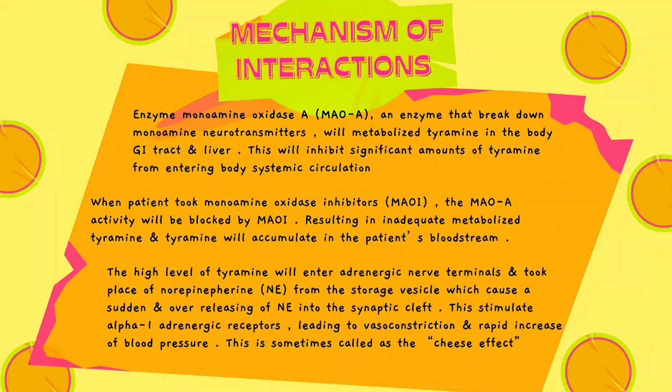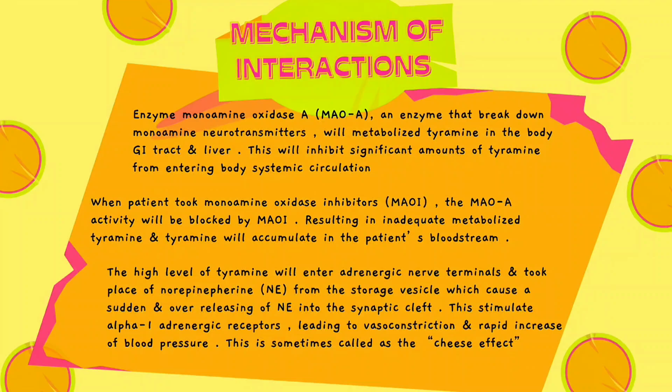We'll be going deep into the mechanism of interaction between MAOI and tyramine-rich food. So first, the enzyme monoamine oxidase A, MAO-A, an enzyme that breaks down monoamine neurotransmitters, will metabolize tyramine in the body, GI tract, and liver. This will prevent a significant amount of tyramine from entering systemic circulation. When a patient takes a monoamine oxidase inhibitor, the MAO-A activity will be blocked, resulting in inadequately metabolized tyramine, and tyramine will accumulate in the patient's bloodstream.